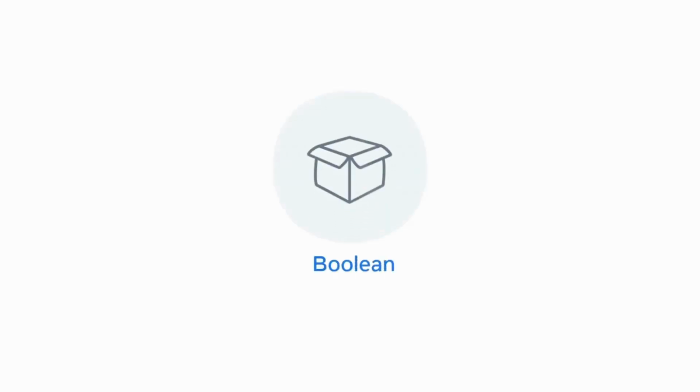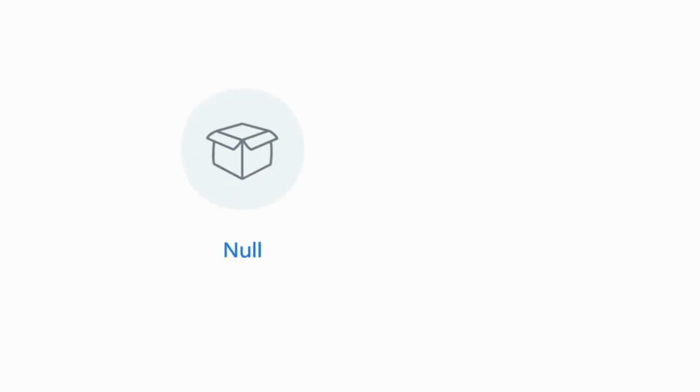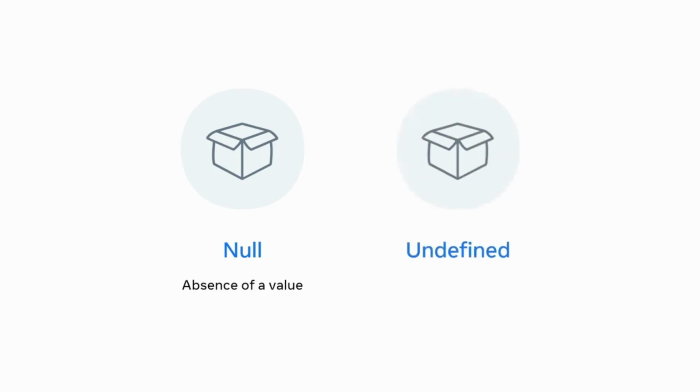Let's think of each one as a box, like I mentioned earlier. The Boolean data type has only two values, true and false. This means that it is useful for making decisions. Sometimes it's necessary to know when a variable does not contain a value, and JavaScript has two data types to express just that. First, there is the null data type, which only has the value null and represents the absence of value. You also have the undefined data type, which can only hold the value undefined and usually refers to a variable that has not yet been assigned a value.